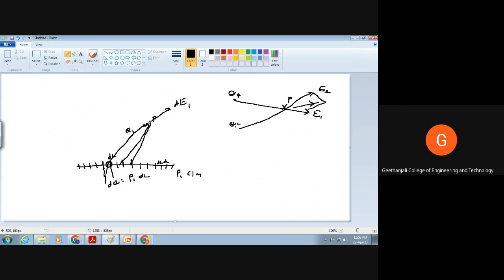So what exactly we are doing is dividing the line charge into small segments, and due to each differential length, we are finding the electric field intensity at point P, and we are adding all these differential electric field intensities to get the total electric field intensity. So now, how are we going to implement this mathematically?